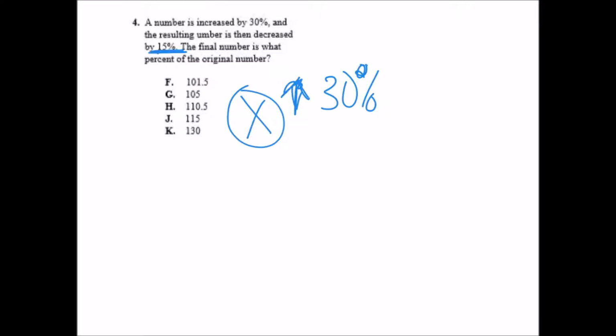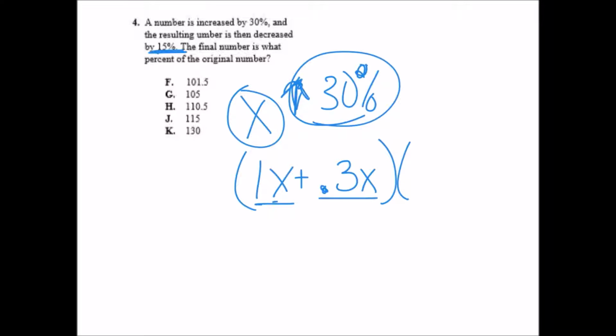Problem number 4 says a number x is increased by 30%, so it's going up by 30%. And then the result of that number is then decreased by 15%. The final number is what percent of the original number? It's important to keep in mind that when you're dealing with percentages, everything's out of 100. So here we have the original number is 100%, so 1x plus, it's increased by 30%, so plus 0.3x. So it's the original number plus another 30% of it. And then it's decreased by 15%. But this is the part where you've got to remember that if it's decreased by 15%, then the percent that's left over is whatever's left over out of 100. In this case, it's 85%. Those two add up to be 100.